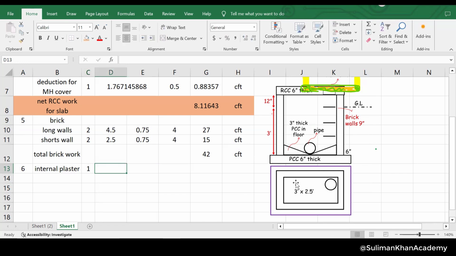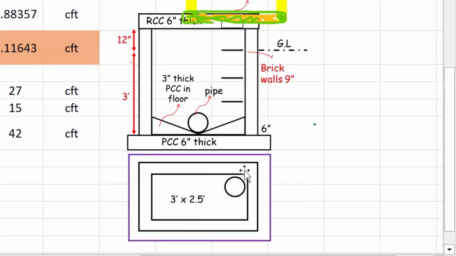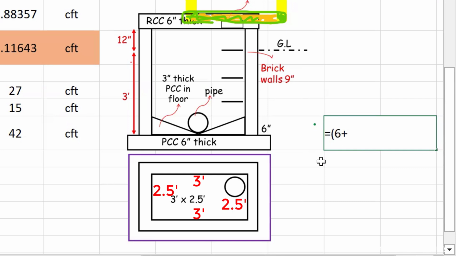Now, if you determine the length of the perimeter, we have 3 feet on one side of the rectangle, and 3 feet on the other side of the rectangle, which becomes, let me write this over here so you guys can understand, 6 feet. And then we will add the other side of the rectangle, the internal portion, and that is 2.5 on one side and 2.5 on the other side, so it becomes 5, right?